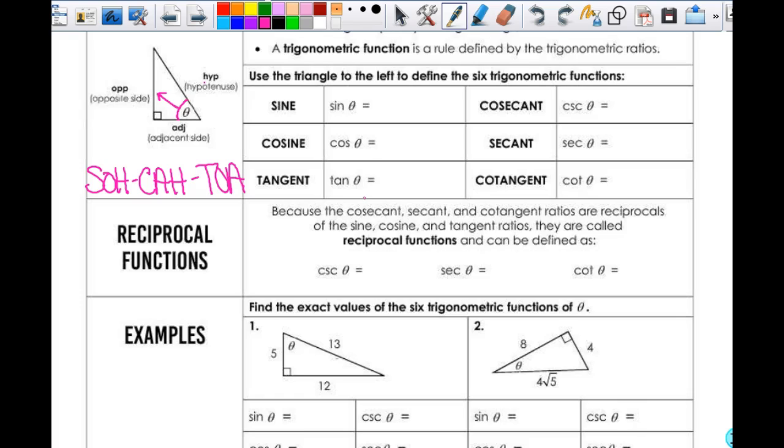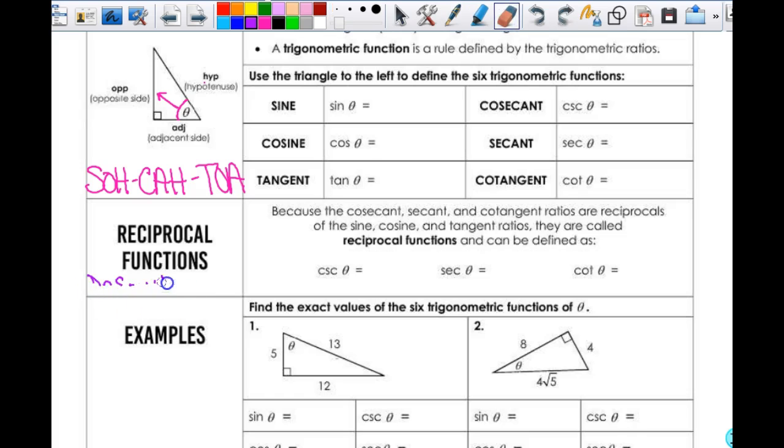The example I always use is, let's say you go to the doctor, and your doctor's name is Dr. Smith. When he walks in the room, do you say Dr. Smith? No, because you sound like a moron, okay? Same thing. This is an abbreviation. Sine, cosine, and tangent. Right?